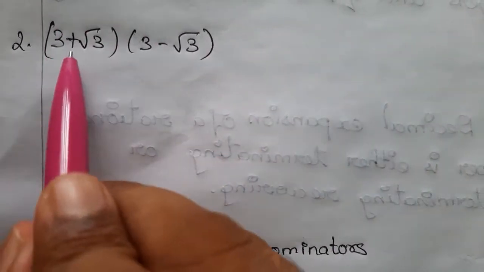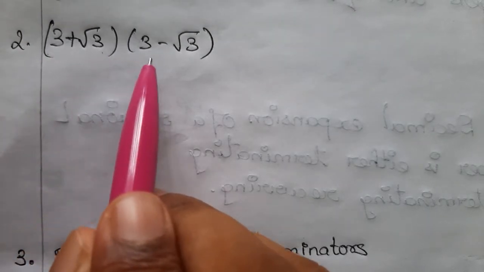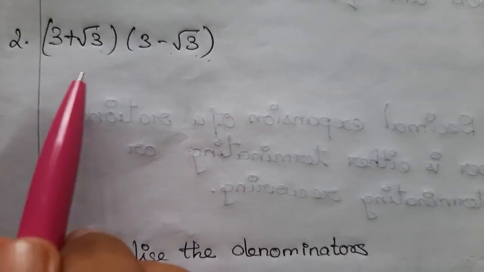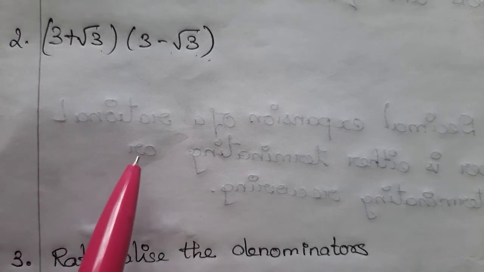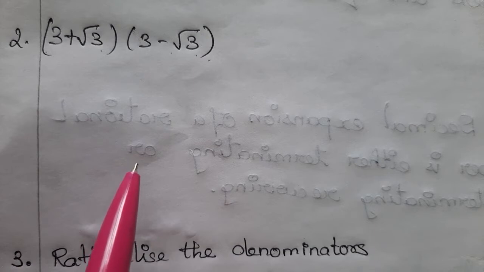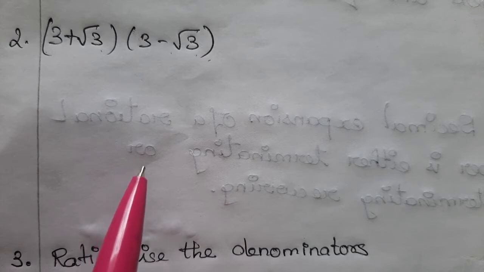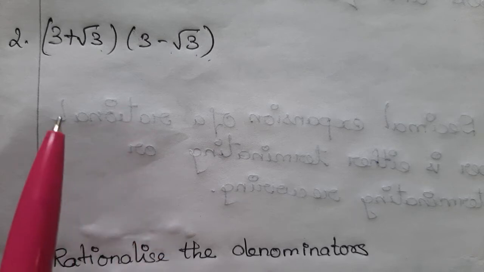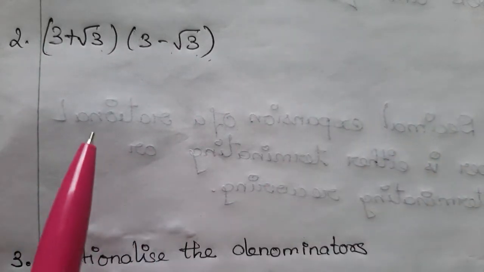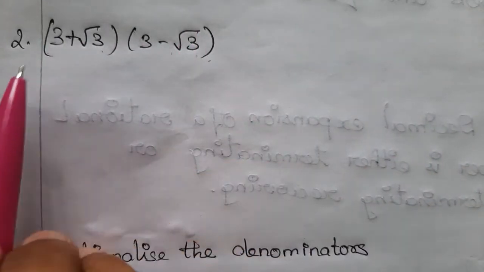So the next problem, (3 + √3) into (3 − √3). This is like a direct identity. We can use that identity, (a + √b) into (a − √b). The answer is a square minus, can you guess? Yes, b. (a + b) into (a − b) is a square minus b square. You can even do it that way. I will show it that way.